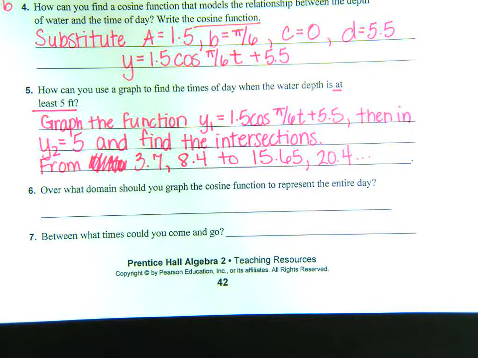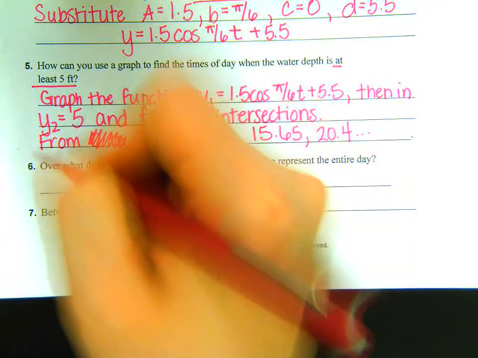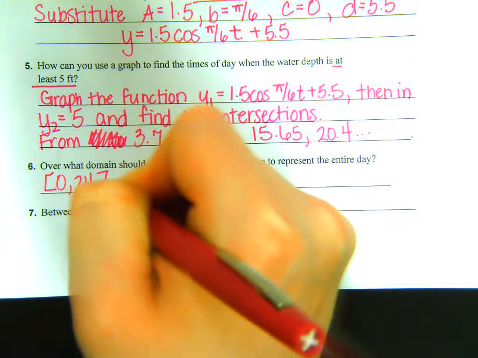So we found our intersections, and now number 6 is asking us over what domain should you graph the cosine function. We already said that, so what would be my domain? Domain or what values? x values. So what were my x values I put in my graph, in my window? I went from what to what? From 0 to 7. Which one is x? 0 to 24 because of what? Full day. Because I was looking for one full day.